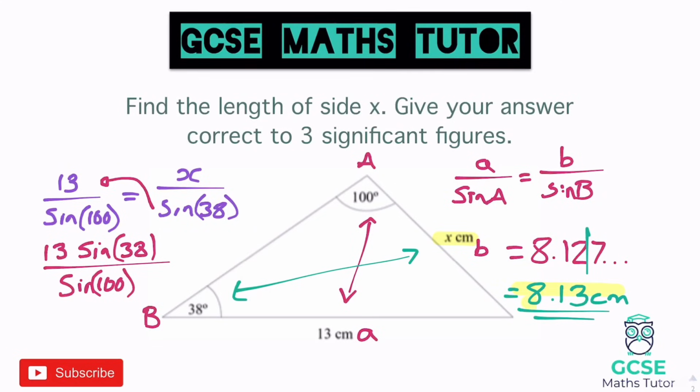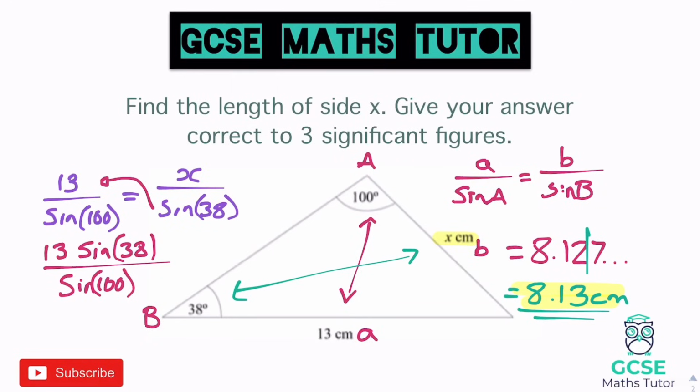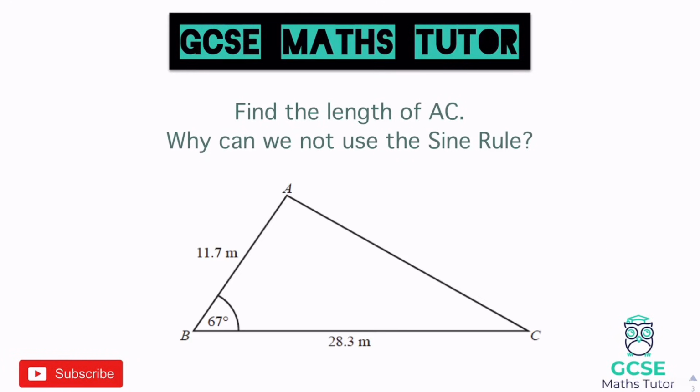Now very, very quickly before we have a go, just have a look at a quick question where we may or may not be able to use the sine rule, but let's just have a look at that one quickly before we move on. Okay, so this question here says find the length of AC, why can we not use the sine rule? Okay, so this obviously is not like an exam style question, but it is just thinking about if you were faced with this question and you were sitting there and trying to think, oh, you know, can I use the sine rule? We're going to have a look at why we can't.